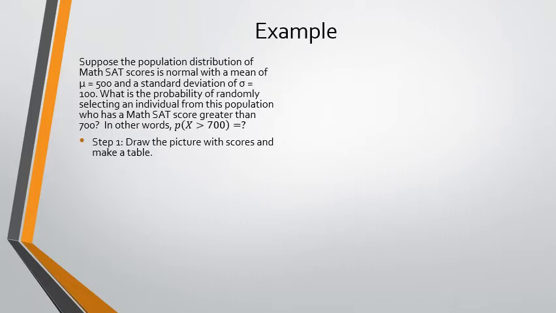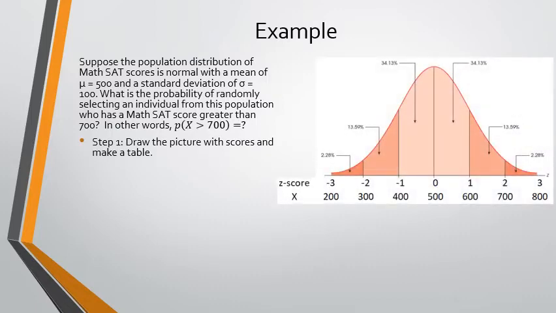Step 1, I want you to draw a picture, put the table below it with the scores. So here's what it should look like. You do not have to label the percentages across the top. That's fine. Just draw the normal curve, put your table across the bottom. And then I want you to draw a line where X equals 700 would be located.